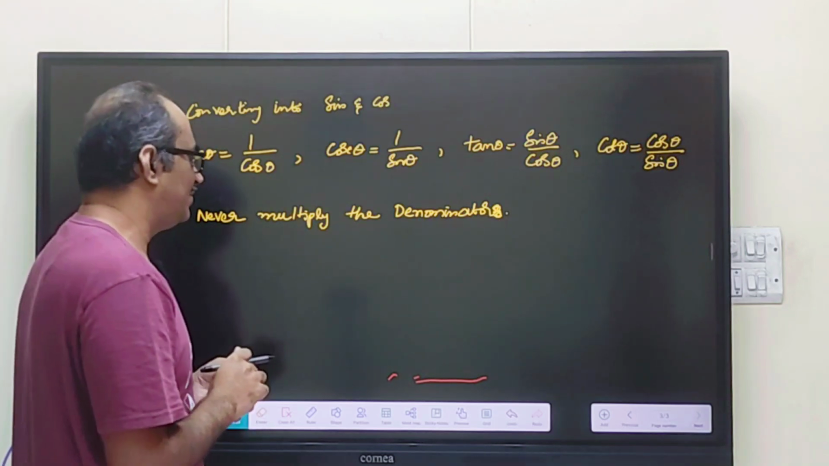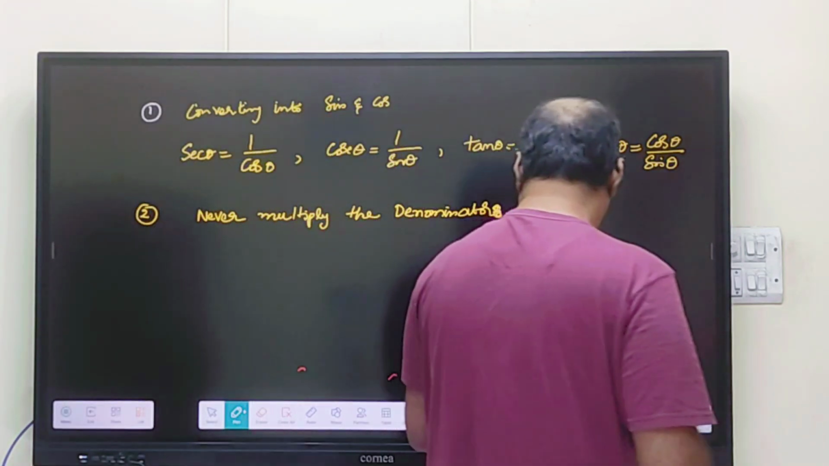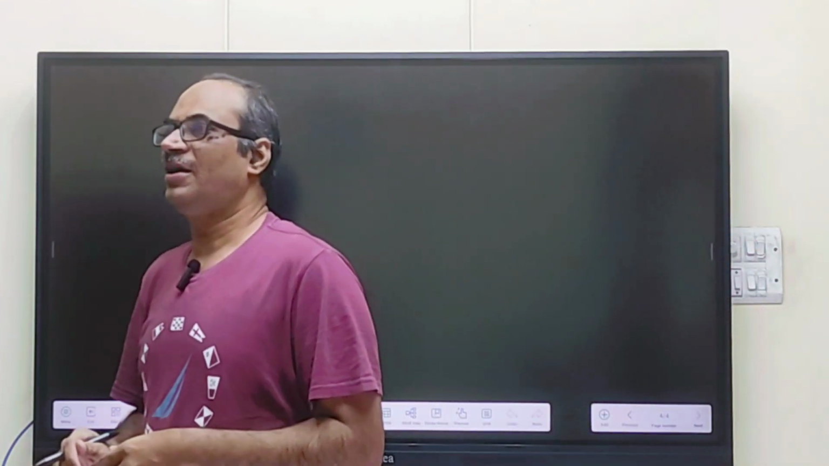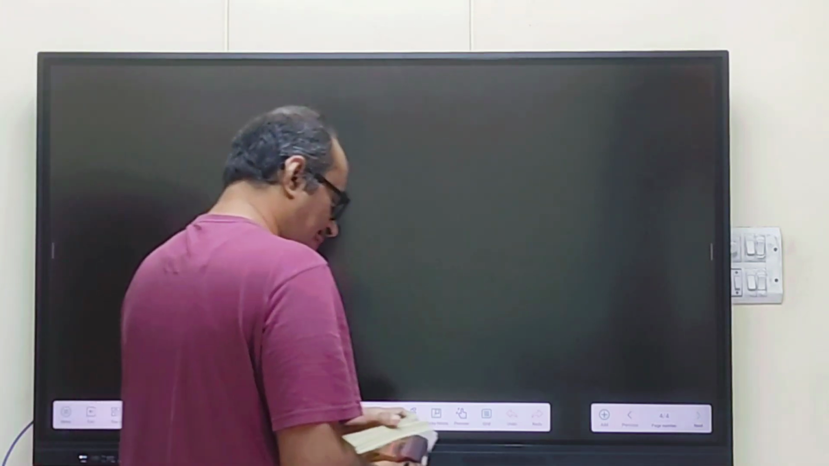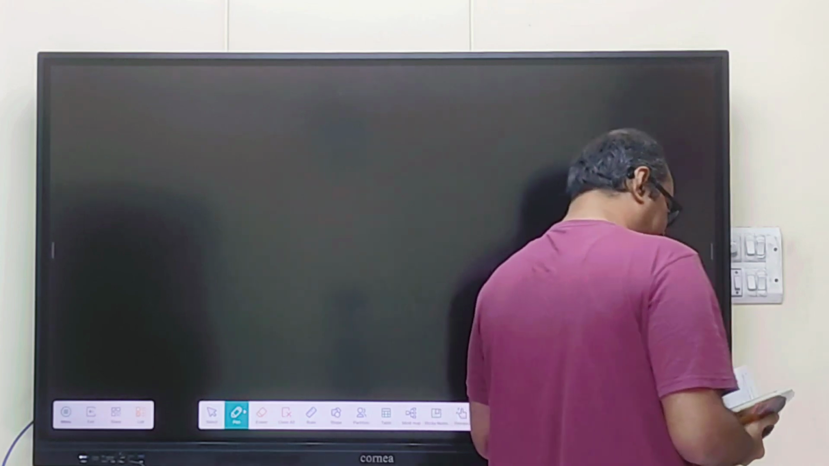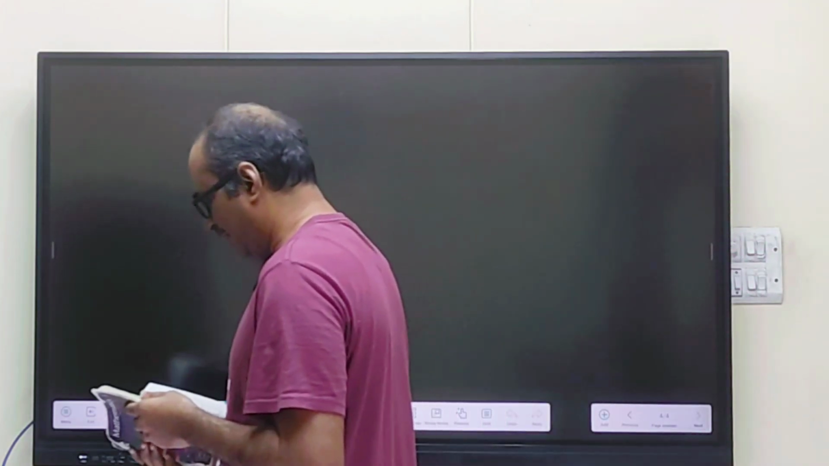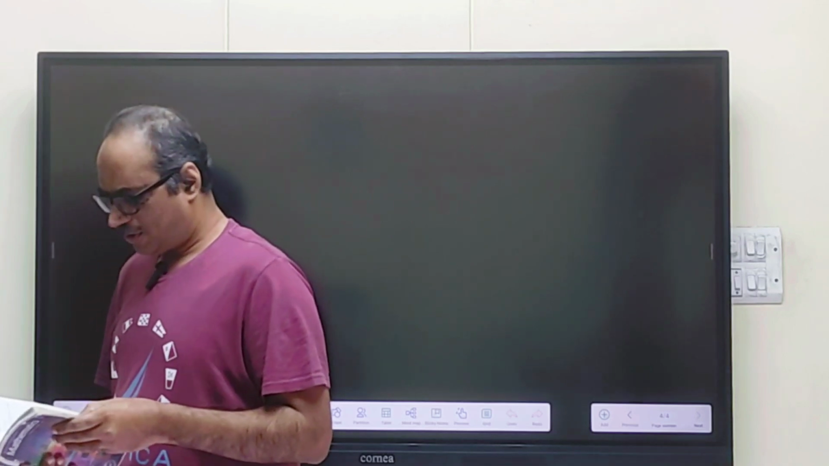Now let's look at some simple examples and try to solve them. Let me get R.S. Agarwal. Any book we can take. I have R.S. Agarwal, R.D. Sharma, S. Chand, we have Arihant. Any book we can take. We will do some simple problems from here. This should be an old book.